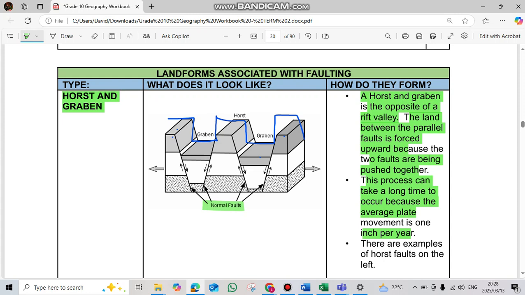The process can take a long time because the plates move an average of 1 inch per year. So in other words, it is not immediate. It takes millions and millions of years for the land to actually take the shape in the form of a Horst and Graben and your block mountains.